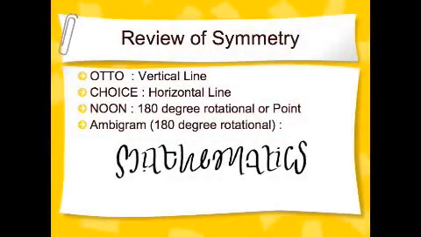Here's a few examples of words that have different types of symmetry. Remember, 180 degrees rotational symmetry is also called point symmetry. That's when you can flip it upside down and it's the same thing. Words with this property are called ambigrams.